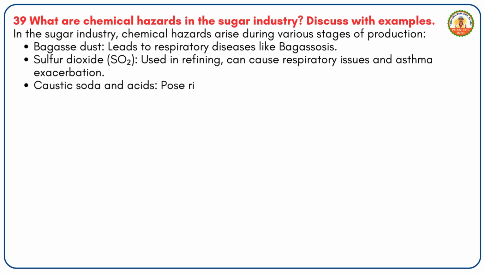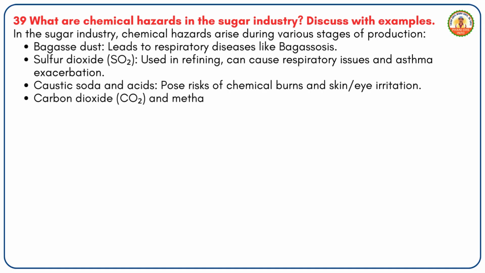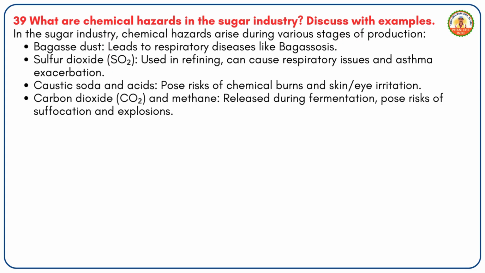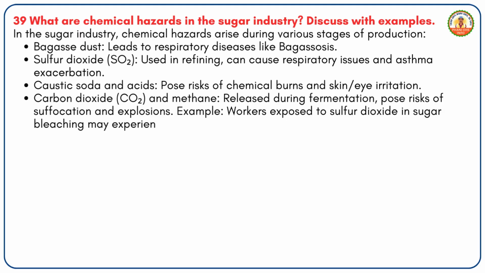Caustic soda and acids pose risks of chemical burns and skin and eye irritation. Carbon dioxide, CO2, and methane, released during fermentation, pose risks of suffocation and explosions. Example: workers exposed to sulfur dioxide in sugar bleaching may experience respiratory difficulties.